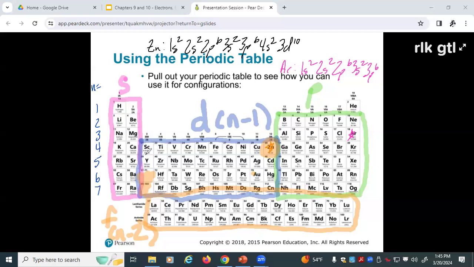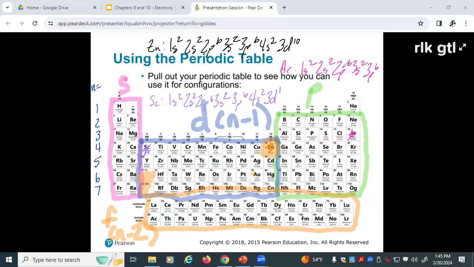The last one on the example page is scandium, Sc. We're going to go through the exact same process. Start at the top. So scandium is 1s2, 2s2, 2p6, 3s2, 3p6, 4s2. Scandium is in the 3d sublevel. It is the first element in that sublevel. So its last configuration would be 3d1, because it's the first one in that group.